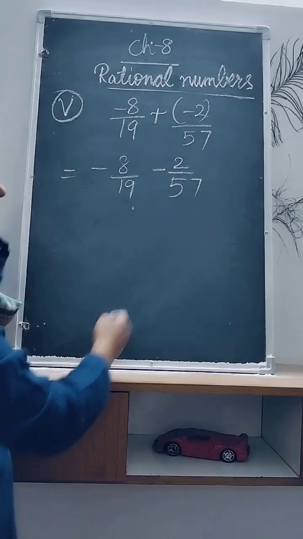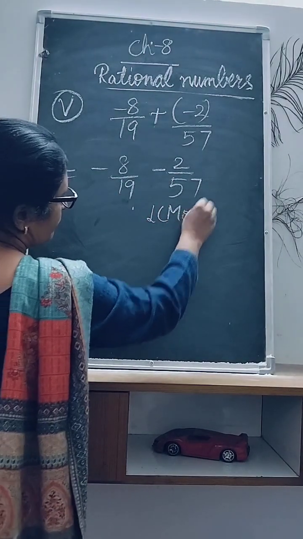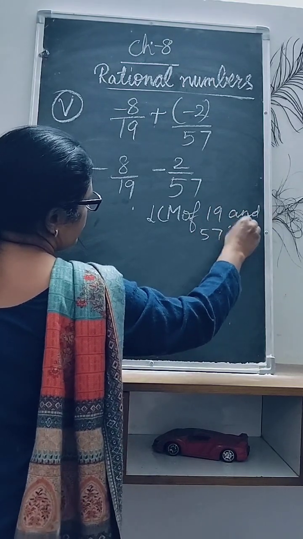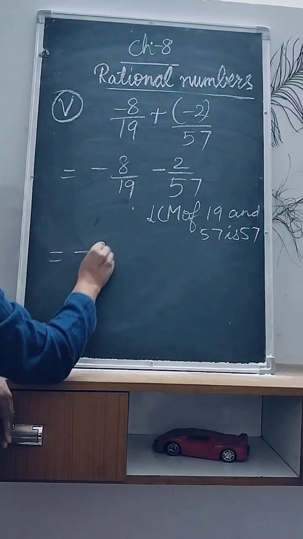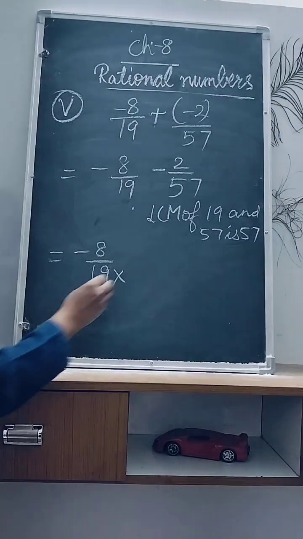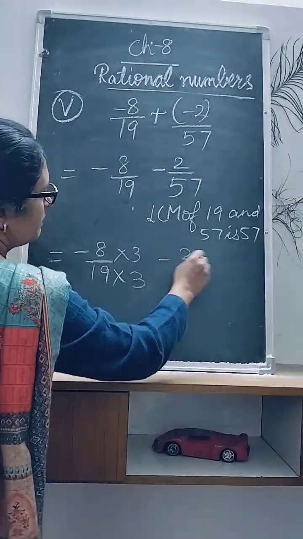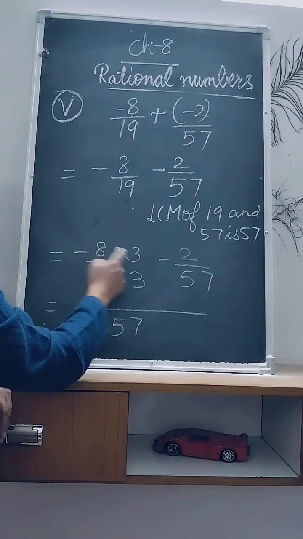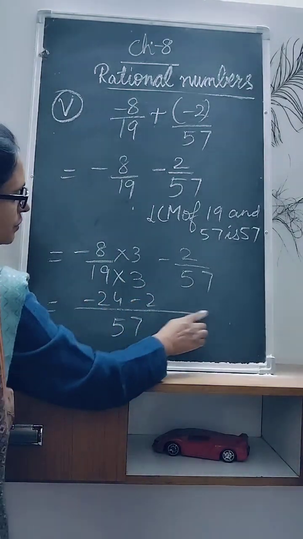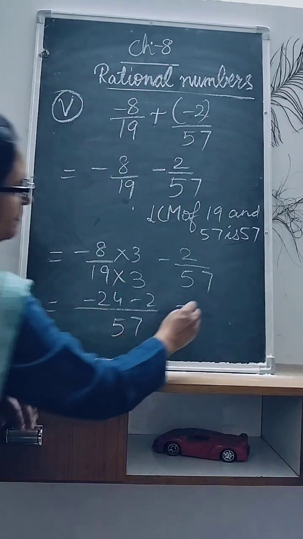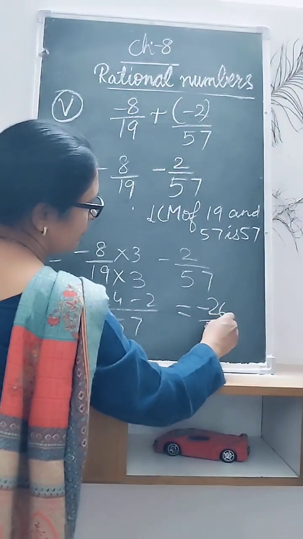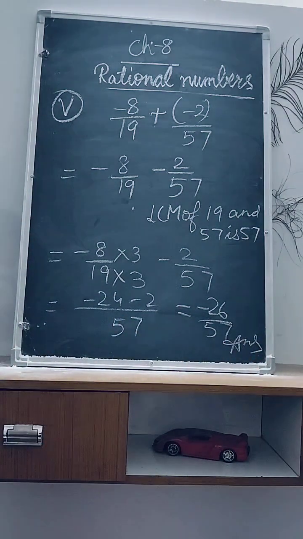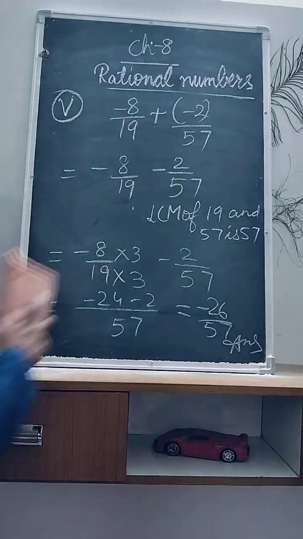So LCM of 19 and 57 is 57. Okay, LCM we have written 57. Minus 8 by 19, multiply this one with 3, so it becomes equal to 57. Now denominator is same, 8 into 3 is minus 24, minus 2. Now minus minus means plus, 27 upon 57 is your answer. Okay students, so this way you can solve the sum of the numbers.